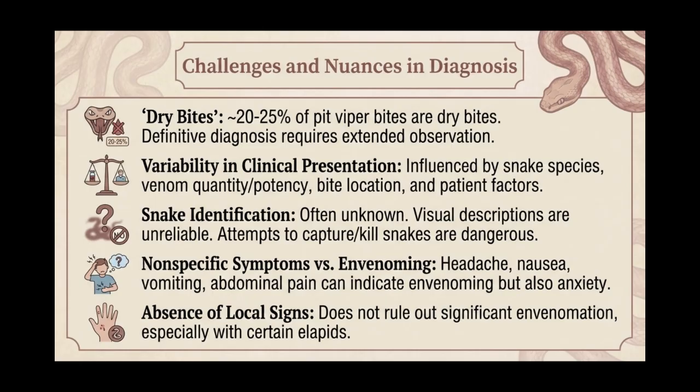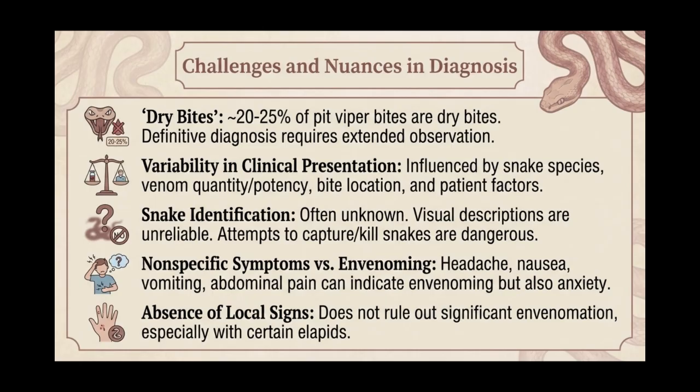General symptoms such as headache, nausea, vomiting, and abdominal pain can occur. These symptoms might also stem from anxiety related to the bite, making it essential to differentiate true envenoming from psychological responses. Correct diagnosis is particularly important when deciding whether to administer antivenom.